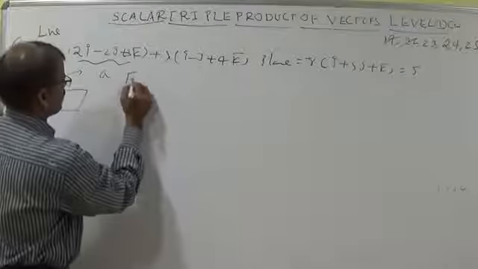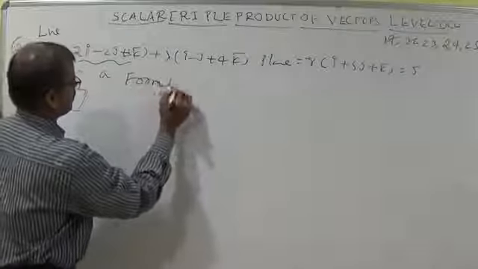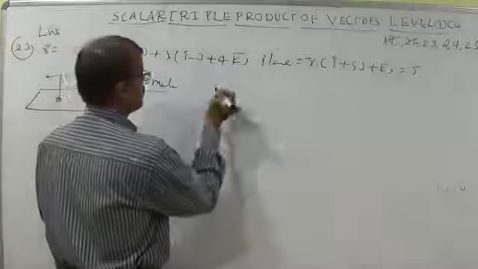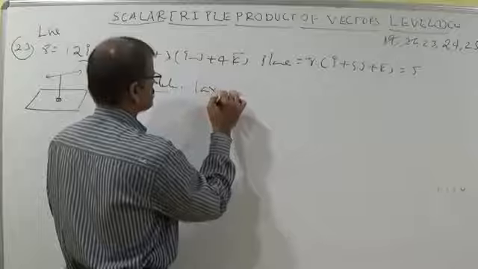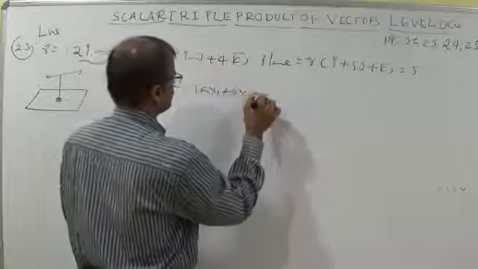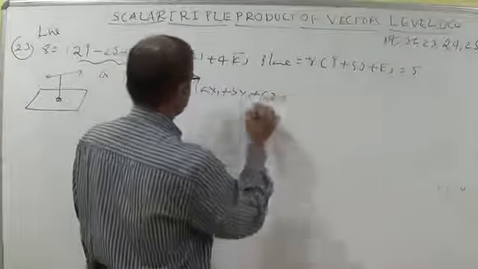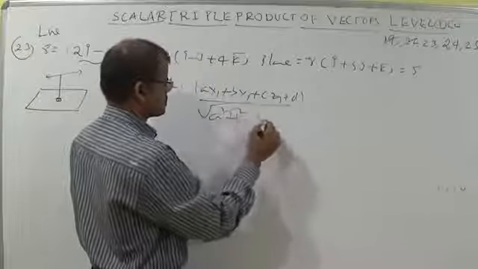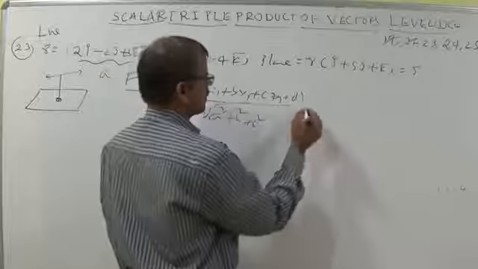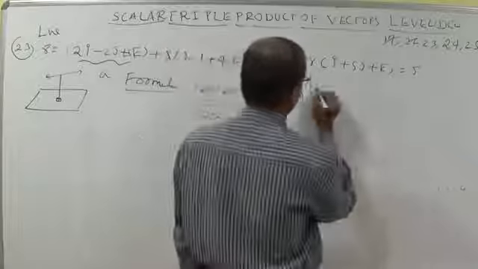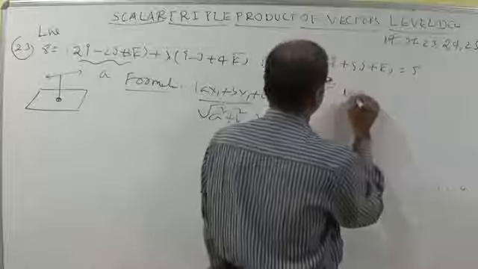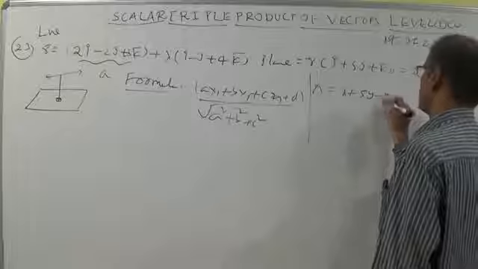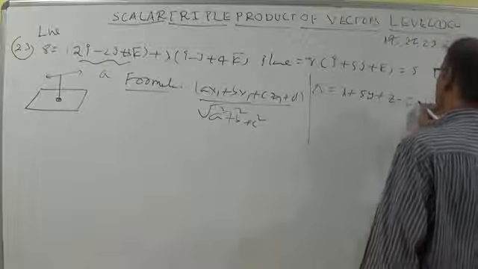Formula I am writing. Perpendicular distance from a point x1, y1, z1 to the plane formula modulus of ax1 plus by1 plus cz1 plus d whole by root of a square plus b square plus c square. Plane pi indicate with the letter pi. Here you can write x plus 5y plus z minus 5 equal to 0.